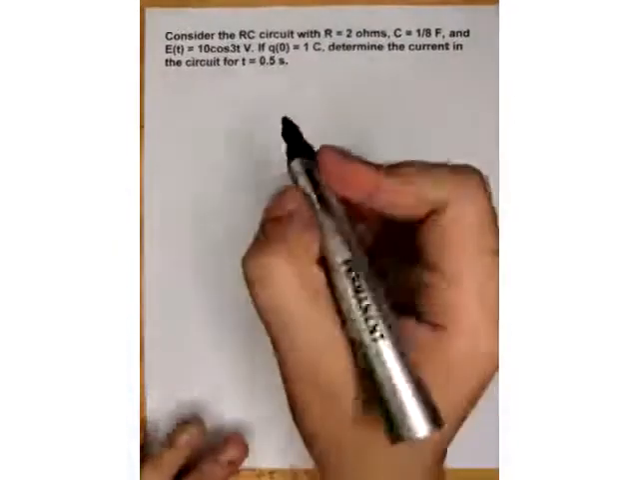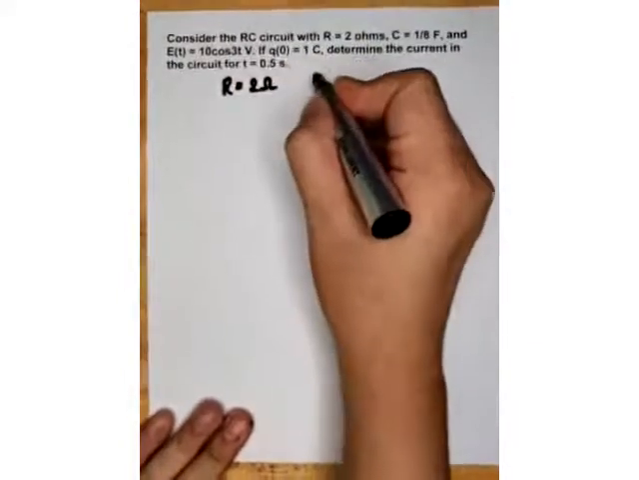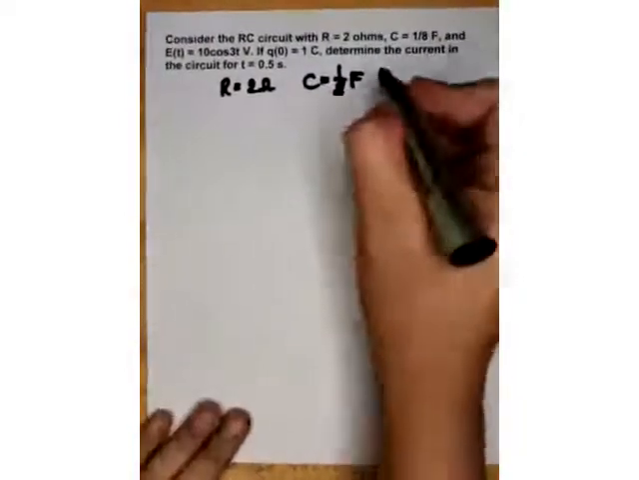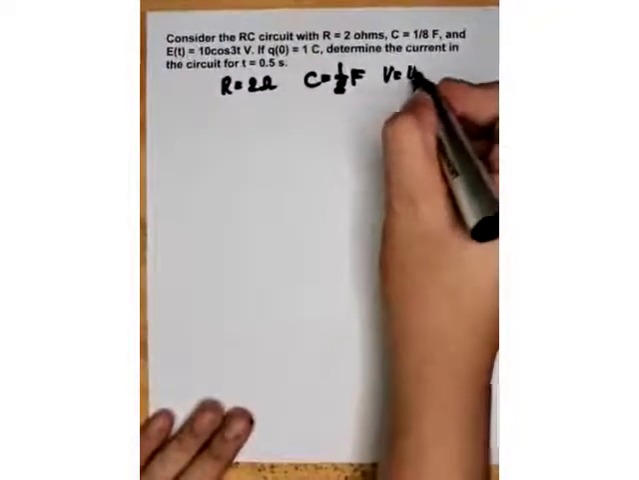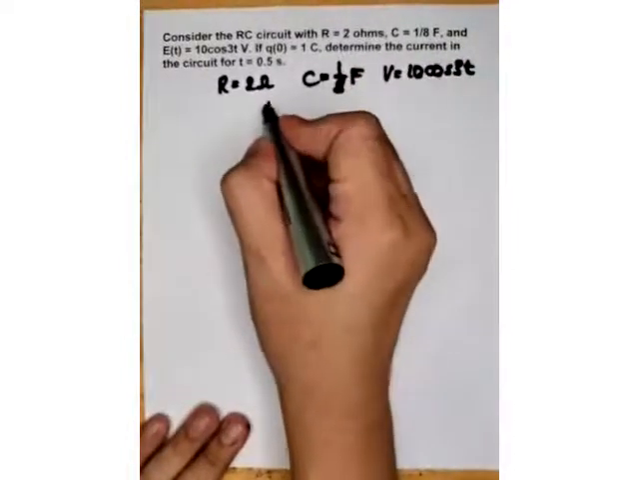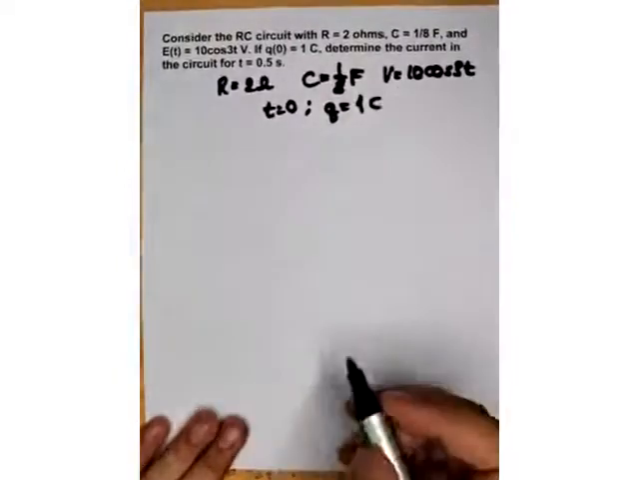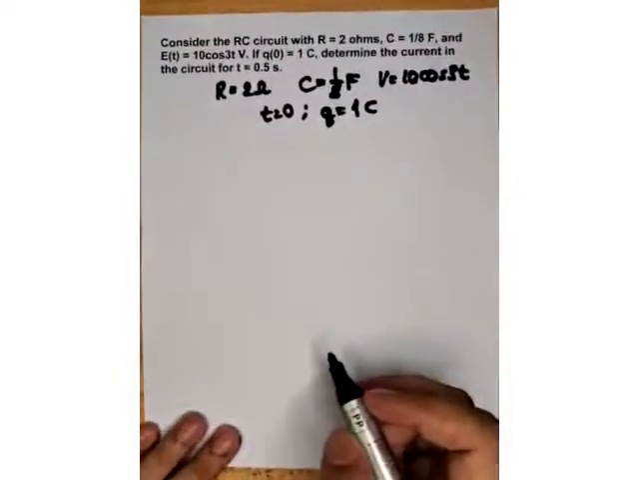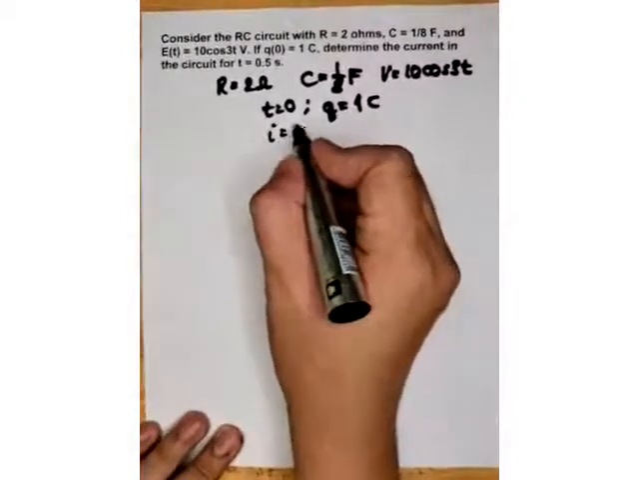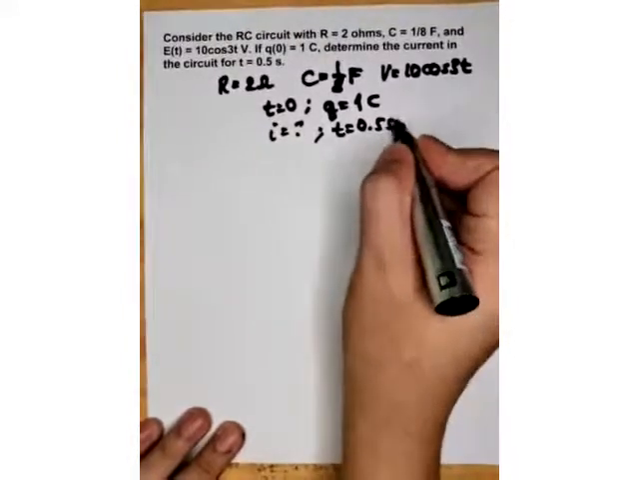Okay, so we are given the resistance, which is 2 ohms. The capacitance is 1/8 farad. And the voltage is equal to 10 cosine 3t. And then at t equal to 0, the charge is given at 1 coulomb. Ayan, so that's a condition. Okay, so we're looking for the current. So what is the current when t is equal to 0.5 seconds?